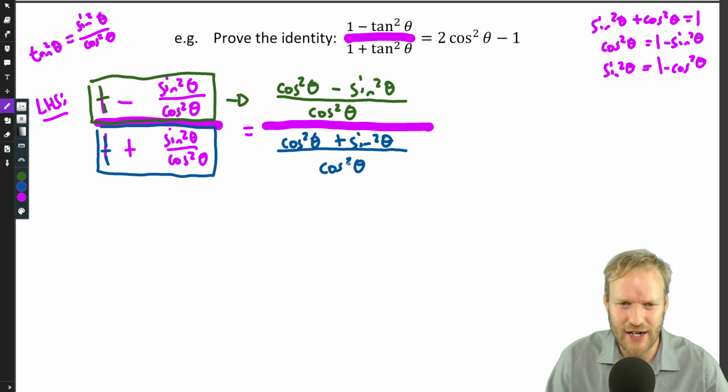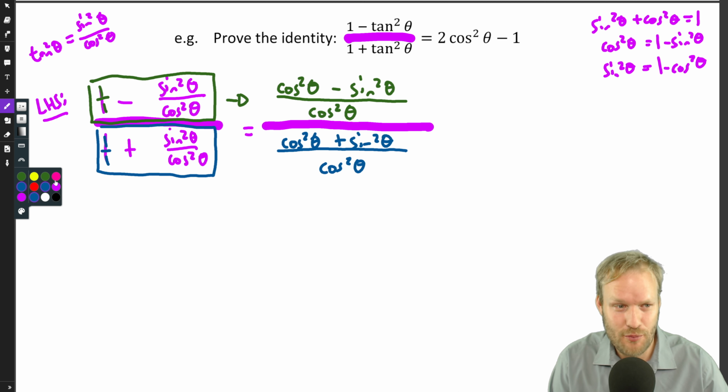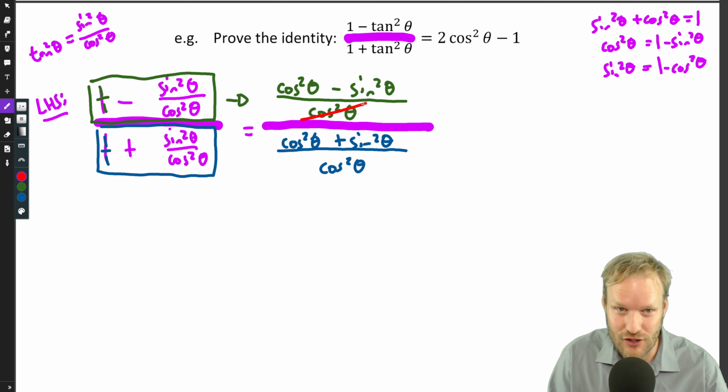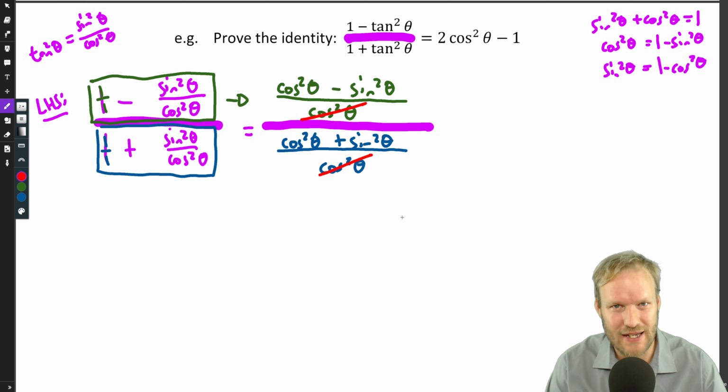Now, we're dividing here. Some of you may see this already, that you can cancel those there. But it's not that evident. So if you can't see it, that's okay. And we're going to do it in the longer version.